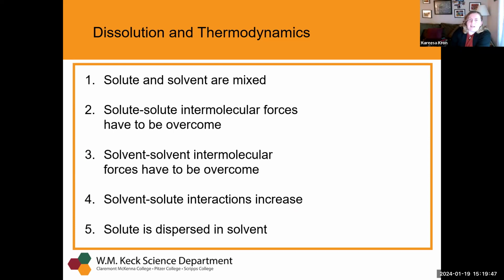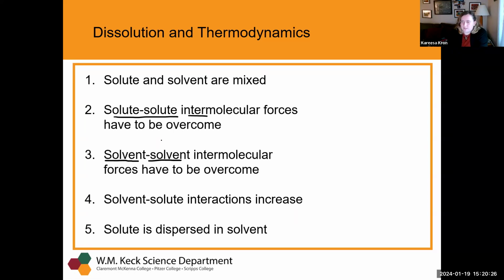And so what needs to have happened if we want to get a solution is that any solute intermolecular forces have to be overcome. So in other words, if it's going to be dispersed at a molecular scale, then the solute and the solute have to be willing to let go of each other. Otherwise, it's not going to dissolve. You have to break those intermolecular interactions in order to form new interactions between the solute and the solvent. And from the solvent's perspective, it also needs to have some of its intermolecular forces broken so that the solute can mingle with the solvent molecules.